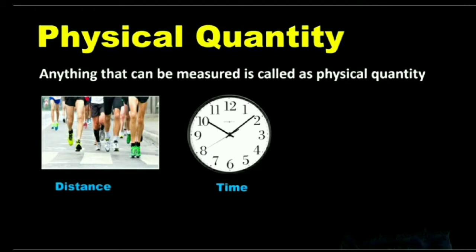For example, distance. Now, children, we can measure distance, right? In centimeters, meters, kilometers. So that is a physical quantity which we can measure. Second example is time. We can measure time, right? Seconds, minutes, hours, days, weeks, even sometimes years. So, children, these quantities are physical and we can measure them. So anything that can be measured is called a physical quantity. Understood?